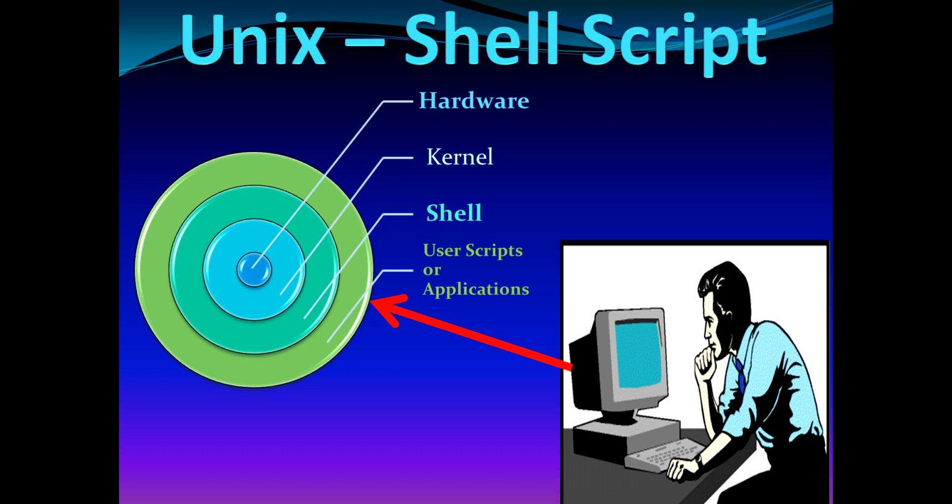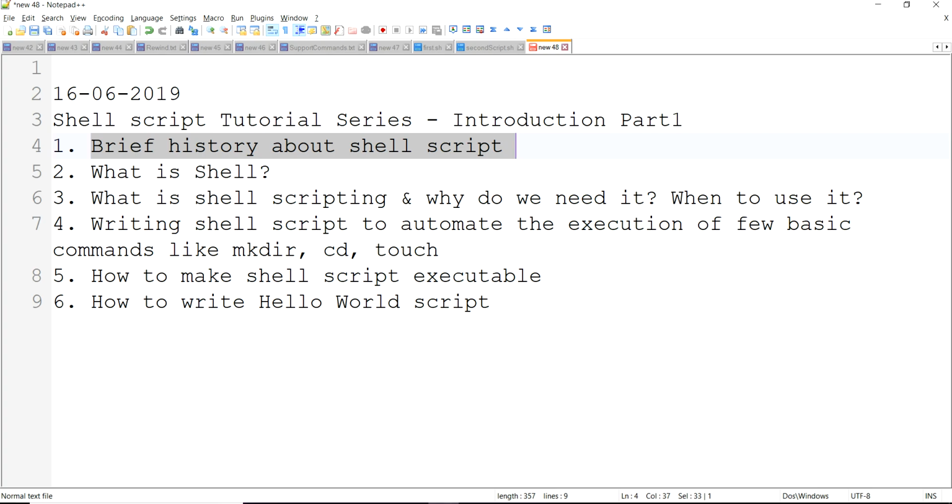Let's quickly do a recap of what we covered in the previous video. We covered the brief history of how the shell script has evolved. Then we understood what is shell, what is shell script, and why we need it and when to use it, very briefly, but definitely in the upcoming series you will get to know more about when and why to use it. And we wrote two scripts, one script without Shebang and one script combining a few basic commands like mkdir, cd and touch. And then we made them executable, right?